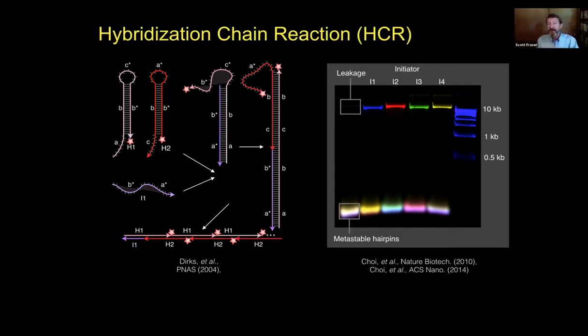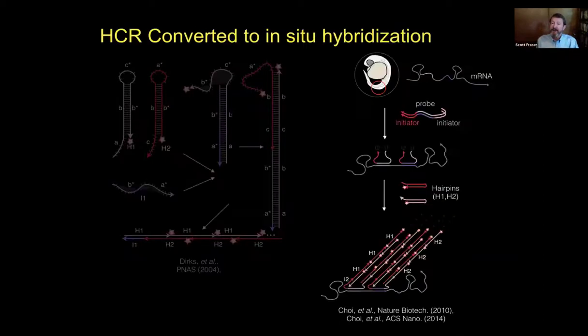If instead I add initiator 1, you can see that blue disappears from the band at the bottom and appears up above. And it's about 200 hairpins that have assembled to give that band. If I add initiator 3, that's the initiator for the green hairpins, and you can see that green disappears from the bottom and it appears again as a 200-mer at the top. So this gives us a chance to give ourselves a defined amplification. The initiator gets turned into about 200 dye molecules.